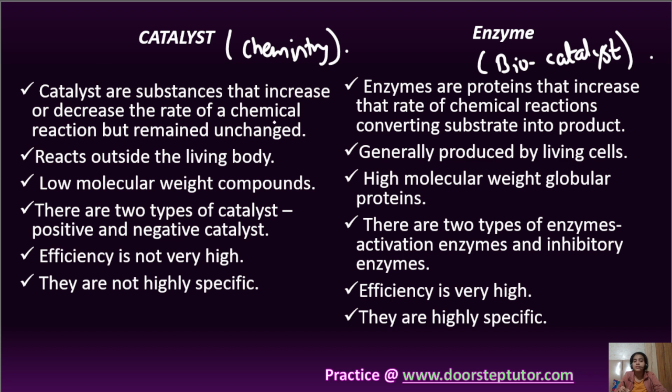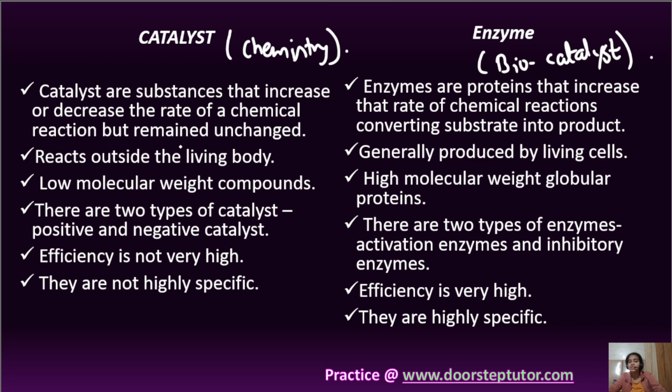Catalysts are those substances that increase or decrease the rate of a chemical reaction and remain unchanged. That is, some amount of catalyst is only used for converting the reactant into the product, but the catalyst is not changed at all. After this, if we talk about the enzymes, then enzymes are basically proteins that increase the rate of chemical reaction and they also convert substrate into the product.